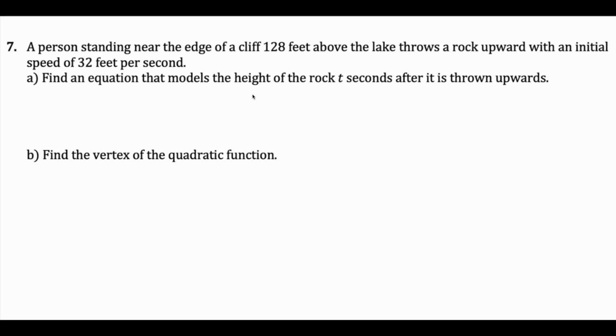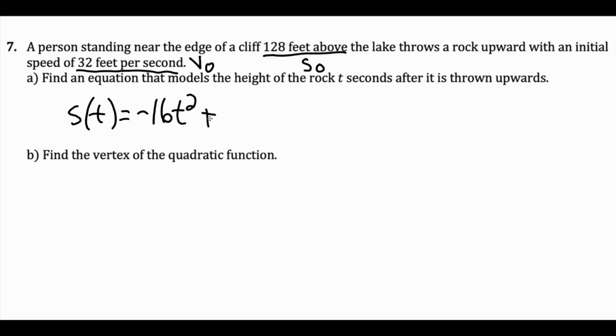So we want to find an equation that models the height of the rock t seconds after it's thrown upward. Let's start off with this. A person standing near the edge of a cliff that's 128 feet above the lake. That is our initial height, s sub 0. Throws a rock upward with an initial speed, that's the same thing as initial velocity, 32 feet per second, that's v sub 0. So we're going to start this: s of t equals negative 16t squared plus v sub 0 times t plus s sub 0.